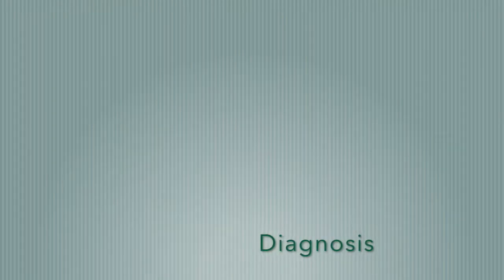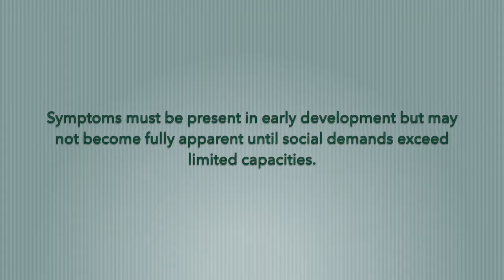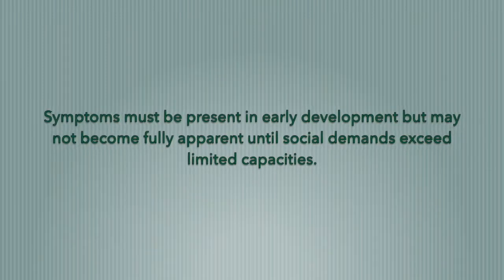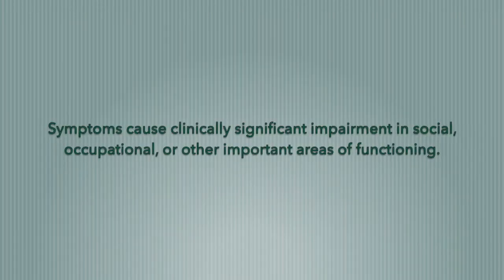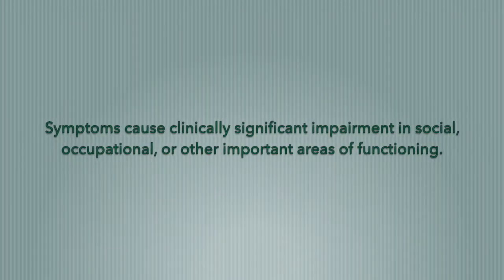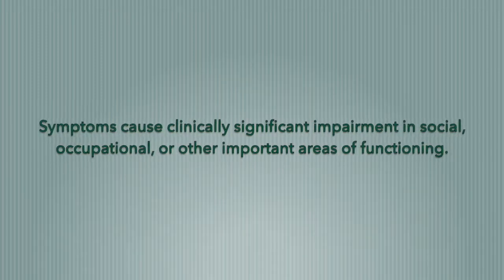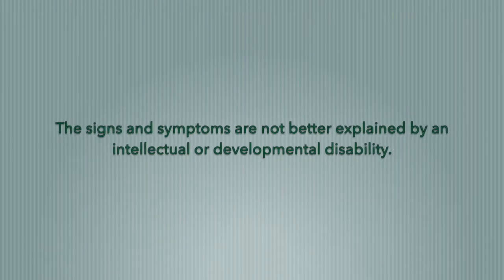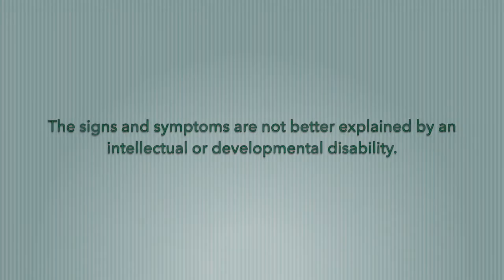The DSM-5 breaks down the social, emotional, and behavioral criteria into specific signs. Additional criteria to receive a diagnosis include symptoms must be present in early development but may not become fully apparent until the social demands exceed limited capacities. Symptoms cause clinically significant impairment in social, occupational, or other important areas of current functioning, and the signs and symptoms are not better explained by an intellectual or developmental disability.